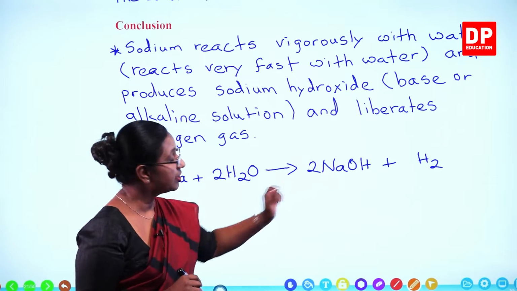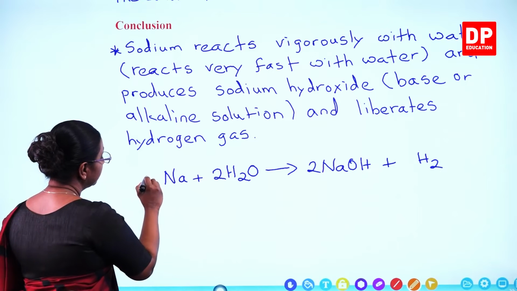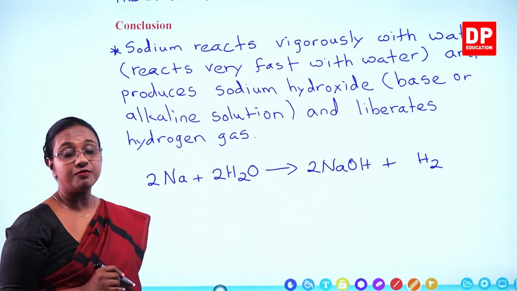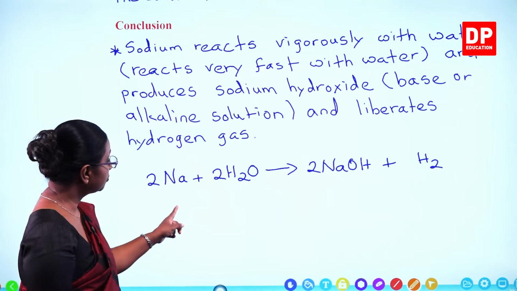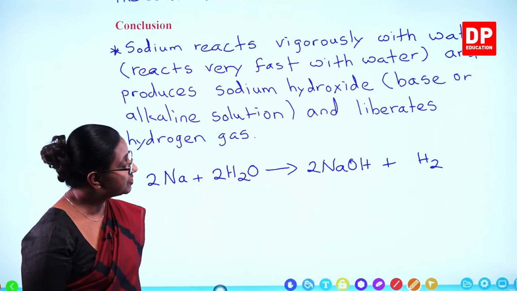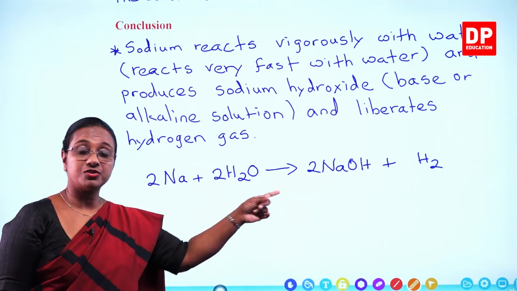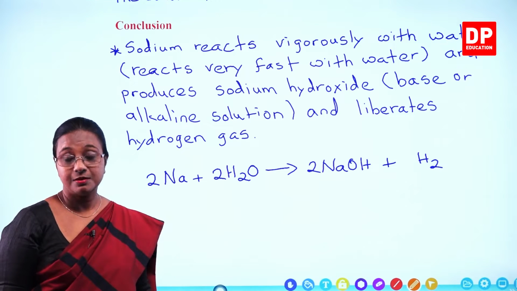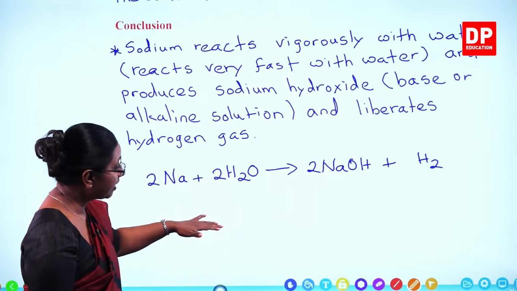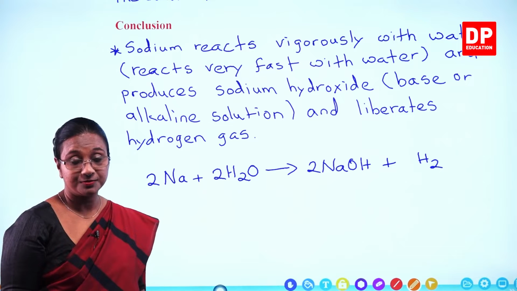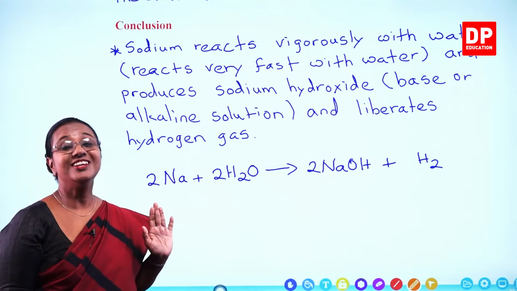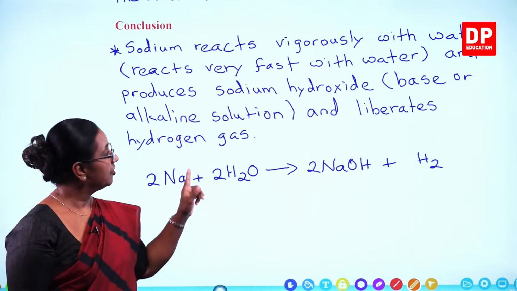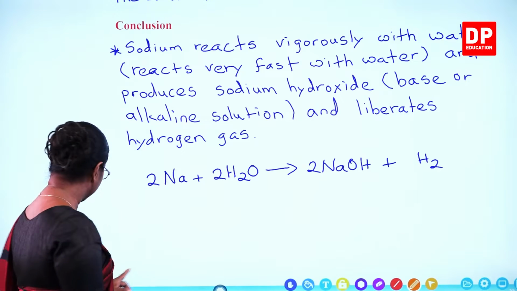Again, to balance sodium, we put a coefficient 2 in front of sodium. So 2 sodium, 2 water gives rise to 2 sodium hydroxide and hydrogen gas. That is the balanced chemical equation. A very fast, vigorous reaction. I am sure you all can understand that. With that, I'll move on to the next slide.